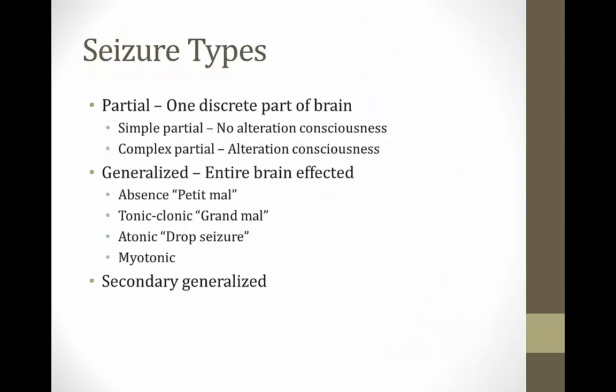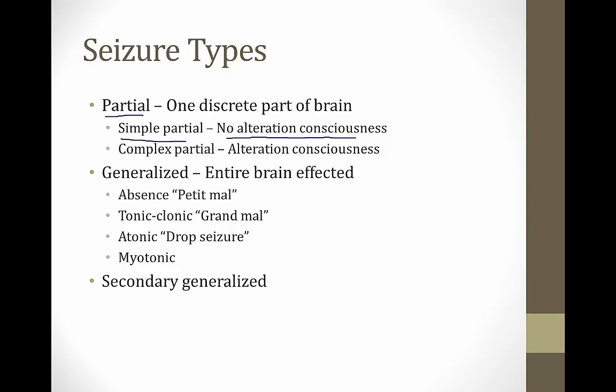So we break seizures down into several different types. Partial seizures are seizures that involve one discrete part of the brain. A simple partial seizure involves one discrete part of the brain, but there's no alteration of consciousness. So the patient is fully conscious, but they have maybe a motor contraction or an abnormal sensation.